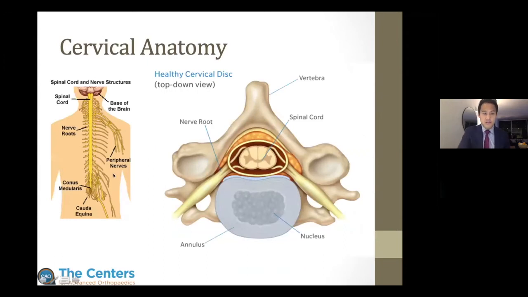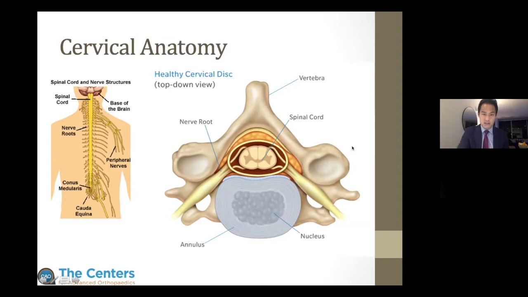Looking here on the left side of the screen, this is a basic map of what your spinal cord and your nerves are like as it comes out from your brain and goes down your spine. So again, you have your spinal cord, which goes down the middle of your spinal canal, and then branching out from the spinal cord are the nerve roots that go down into your arms and down into your legs.